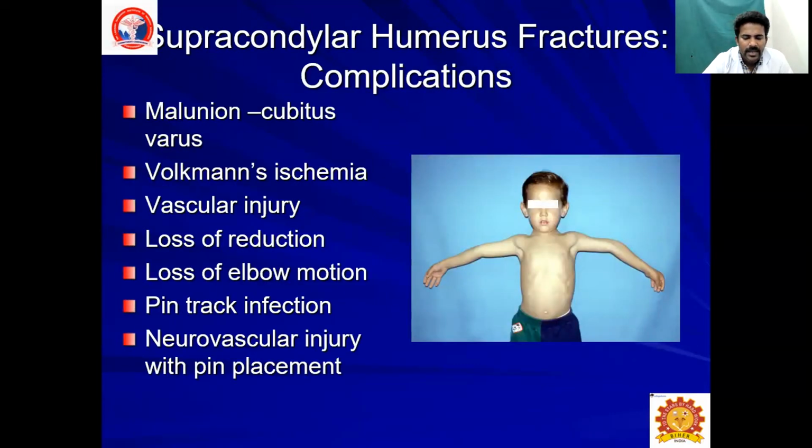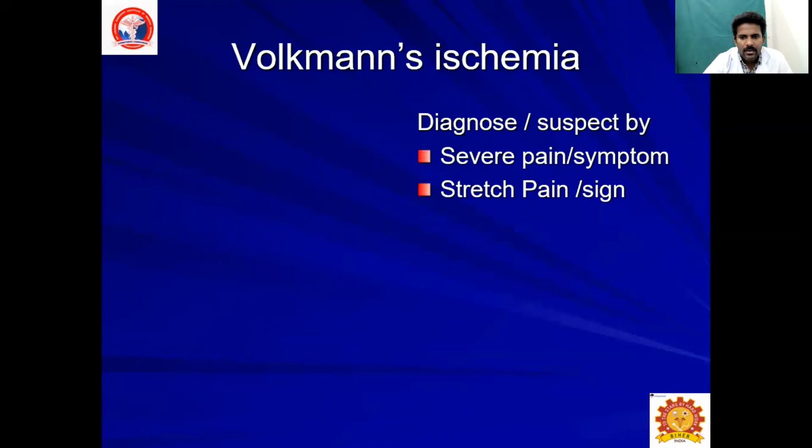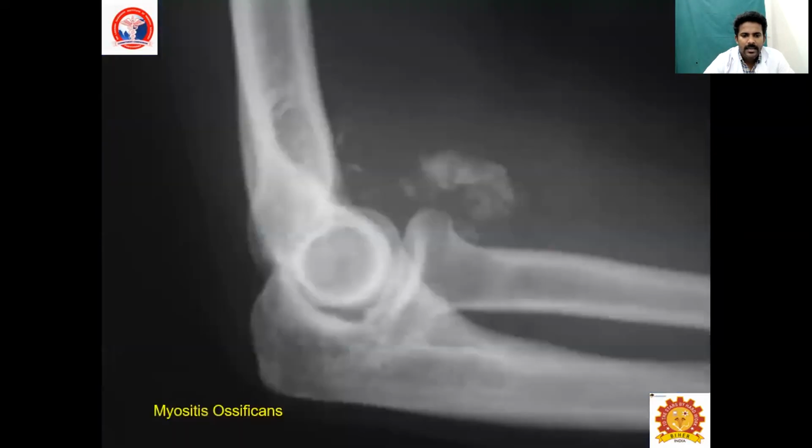Supracondylar humerus fracture complications: malunion, that is the most common complication, Volkmann's ischemia, vascular injury, loss of reduction, loss of elbow motion, and pin tract infection, that is post-operatively, and neurovascular injury with pin placement. Diagnosis: Volkmann's ischemia can be diagnosed clinically by patient symptoms like severe pain. Stretch pain can be seen in an ischemic episode.